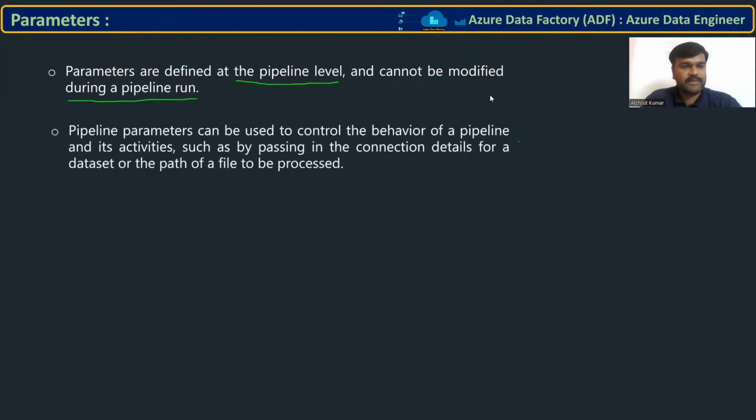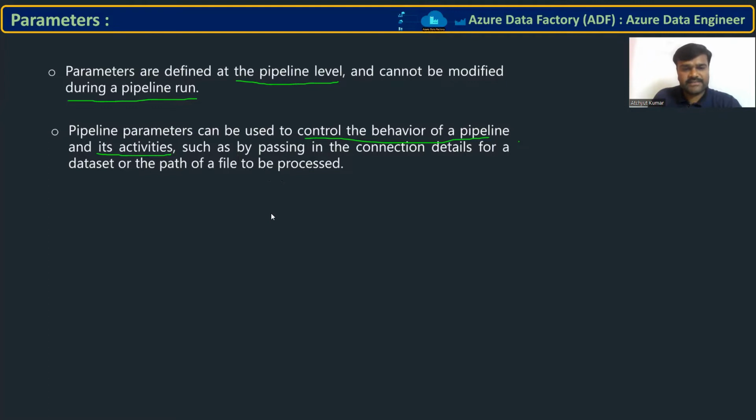That is what pipeline parameters can be used for: to control the behavior of a pipeline and its activities. So whenever you are calling any ADF pipeline, or any dataset or linked service, you can pass these parameters, such as connection details for a dataset or the path of a file to be processed.